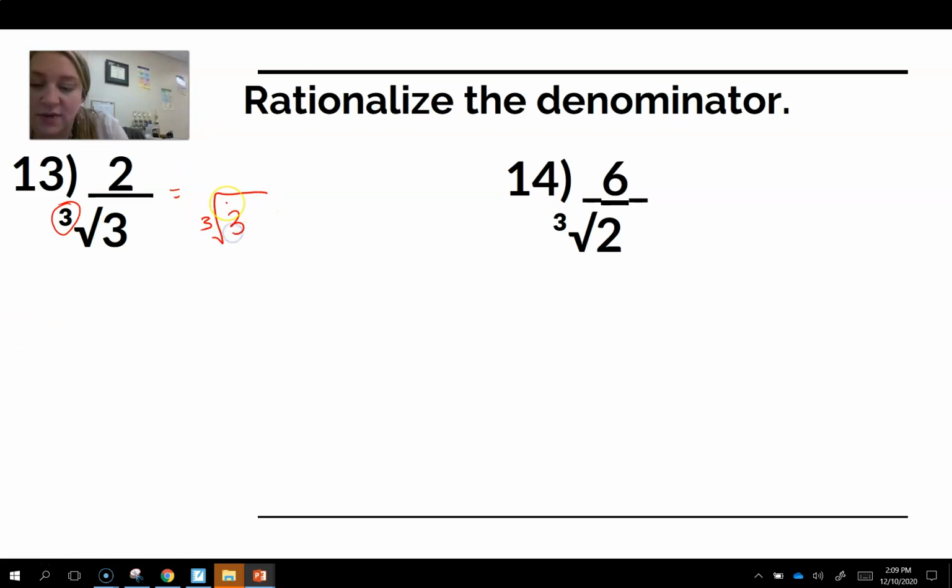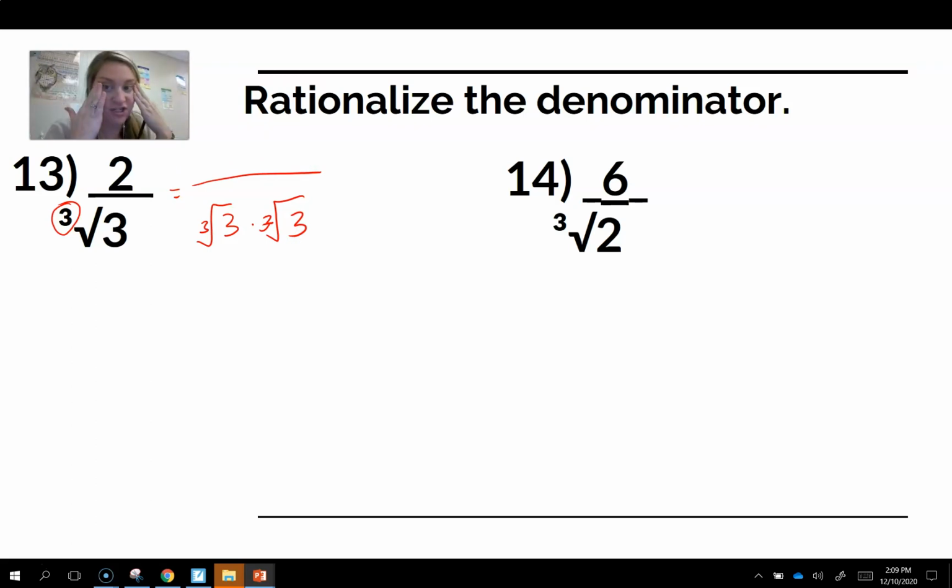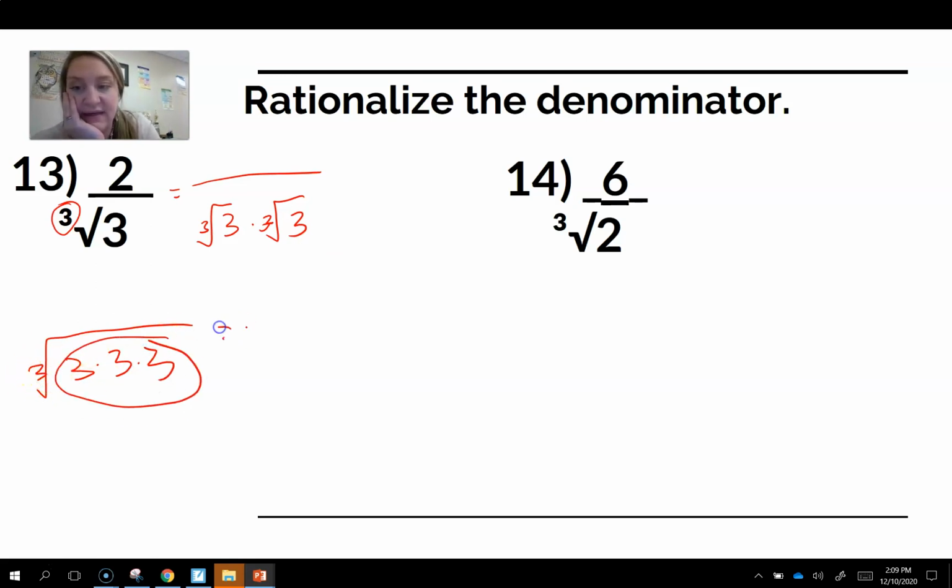So if I have cube root of 3 and cube root of 3, right? Now I have 3 cube root 3s. That means I can actually cancel them out because that becomes the cube root of 3 times 3 times 3. Index means I need 3 of them. I have 3 of them, so my denominator becomes just 3. Okay? That number on the outside tells you how many of those you need to have. I need 3 cube root 3s. I only have 1. I need to put 2 more.